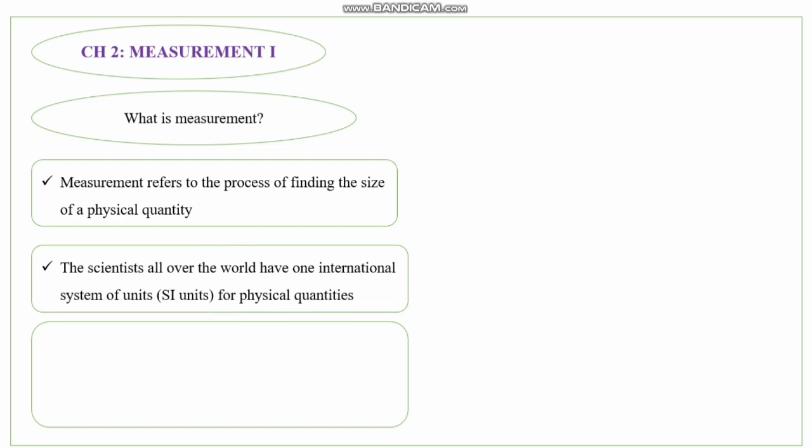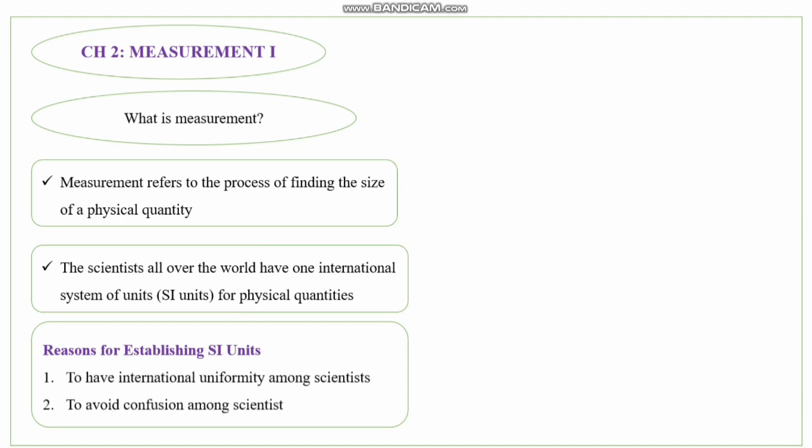The International System of Units, that is the SI units, is a standardized system used to measure quantities internationally. It includes the 7 basic units that we are going to discuss shortly. So the scientists all over the world have one international system of units for physical quantities. There are so many reasons why the scientists decided to establish the SI units. One of the reasons is to have international uniformity among scientists, and also to avoid confusion among scientists.